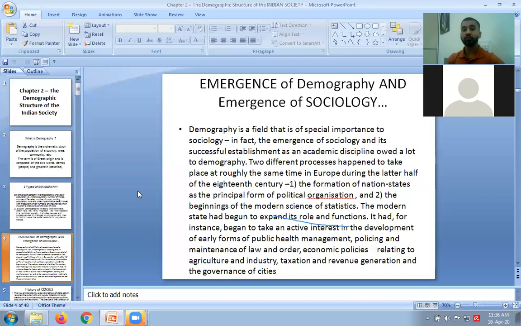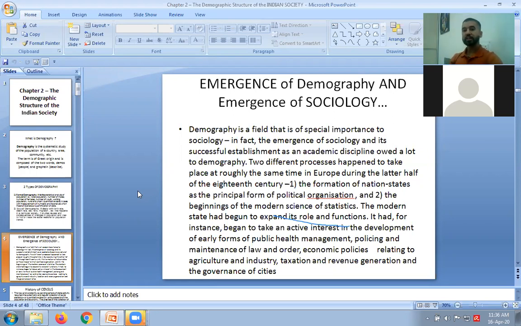So the role of demography was being felt at that particular time. So the two processes: number one, European states were becoming conscious of making their territories, and second, they needed data to implement their policies. So these were the two factors due to which there was the emergence of demography.